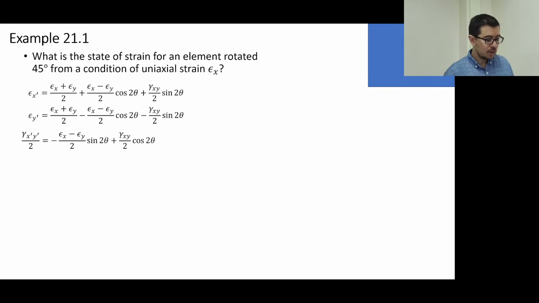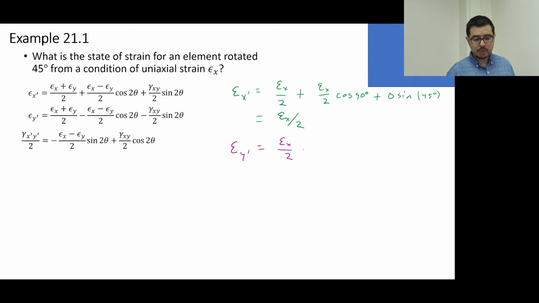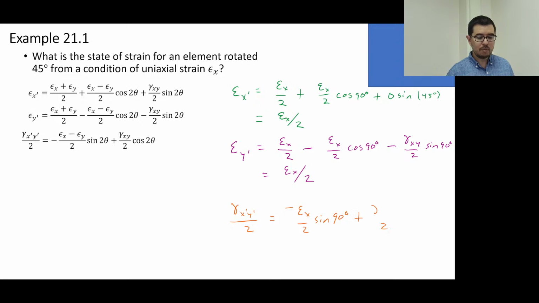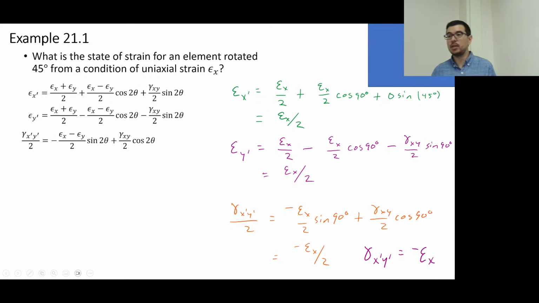Okay, so we can do all this out, and we get that epsilon x prime is epsilon x over 2. Epsilon y prime is going to be epsilon x over 2 as well. And then we can calculate the gamma, all right? I didn't say this quite right. This is half over here on the left side, and it's over half here, so it's just equal to minus epsilon x, okay? And what does this look like?